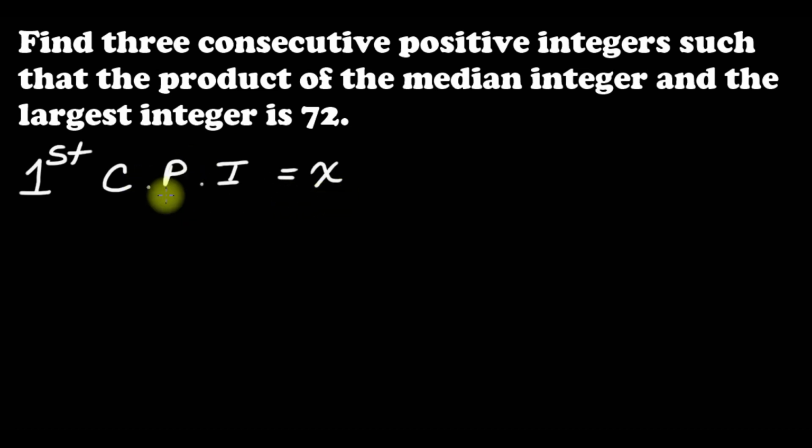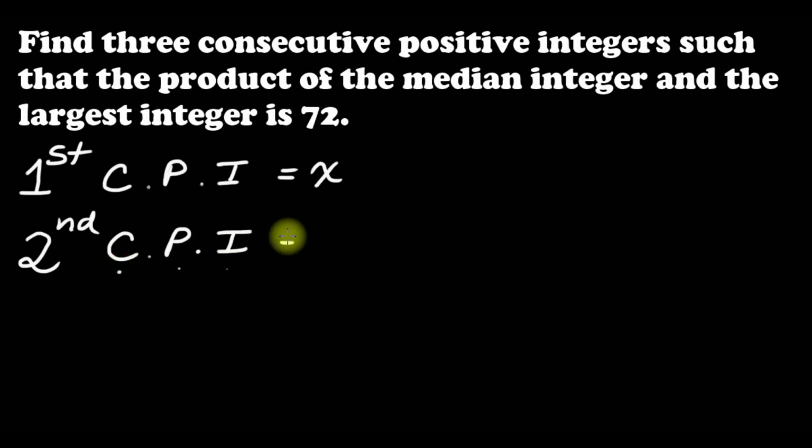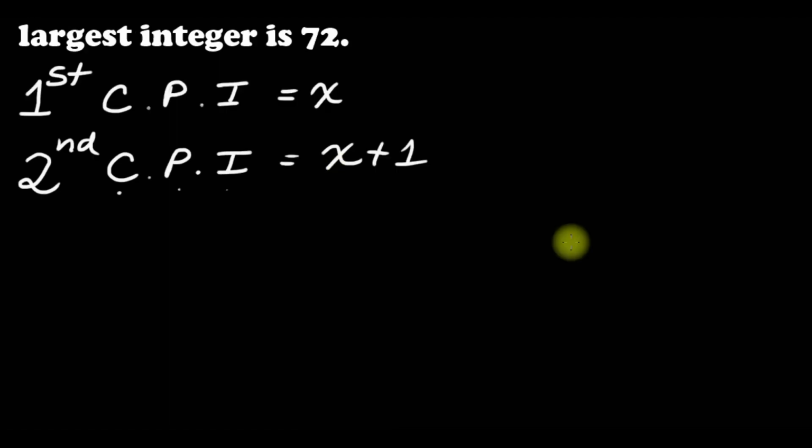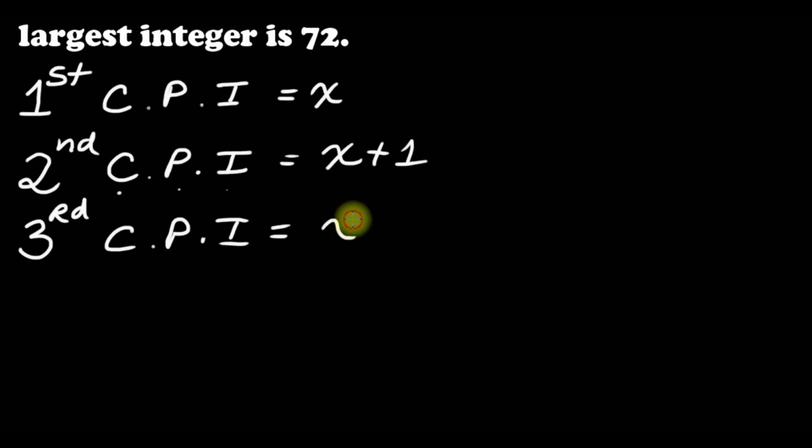Now, because we know what our first consecutive positive integer is, we can come up with the second one. The second consecutive positive integer is going to be one more than the first one. So that is going to be x plus 1. And then the third, which is the largest consecutive positive integer, is going to be whatever x is, and you're going to add 2 to it.